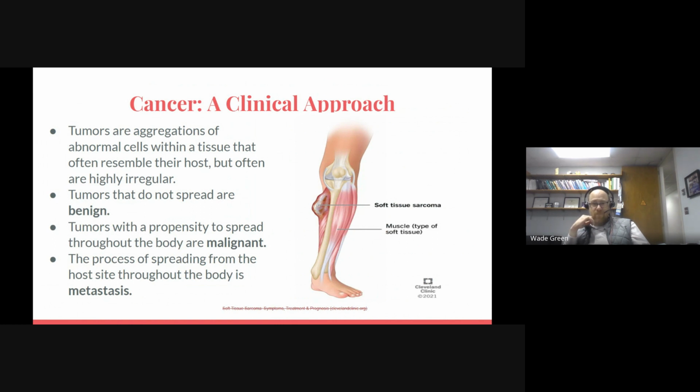It ended up being a sarcoma, and unfortunately, despite our best efforts, that sarcoma metastasized to the gentleman's lungs, and he did pass away. The process of metastasis refers to the spreading of cancer from its host to another organ, and so on. We'll talk a little more about that in the coming weeks as well. There are certain anatomical mechanisms that exist.